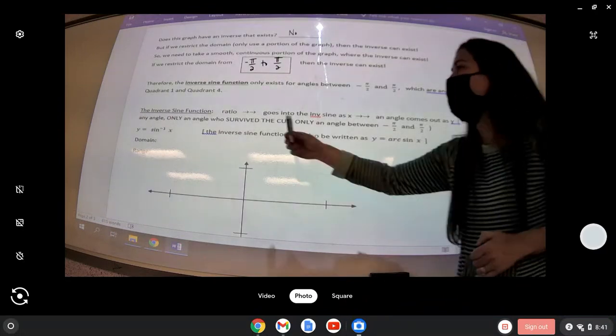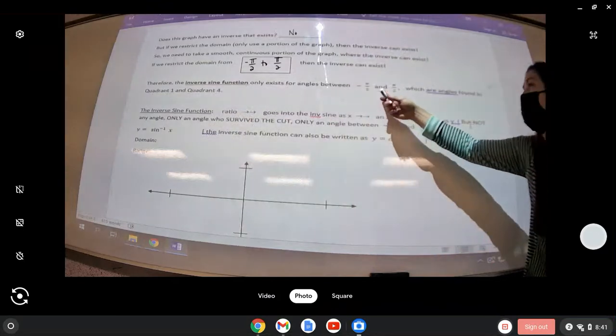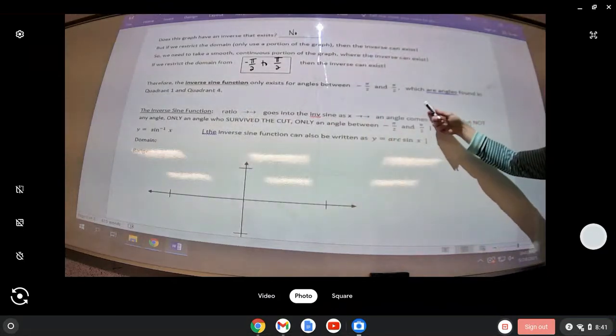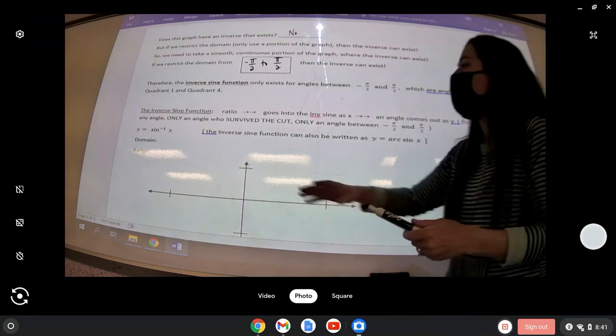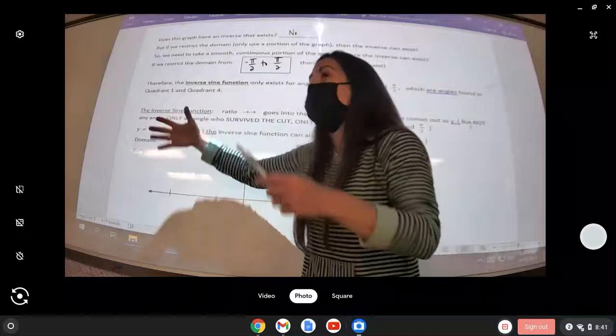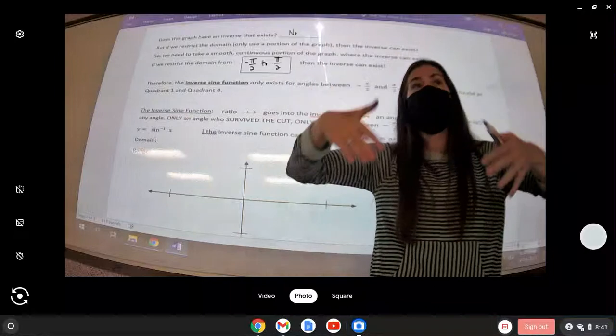Therefore, the inverse sine function only exists for angles between negative pi over 2 and pi over 2, which are angles found in quadrant 1 and quadrant 4. Those are the only angles you're ever going to be allowed to put down as an answer to an inverse sine question. Okay? All right, here we go. So then it says, let's do the inverse sine now. Now that we know what portion of the graph we're using, let's find the inverse.